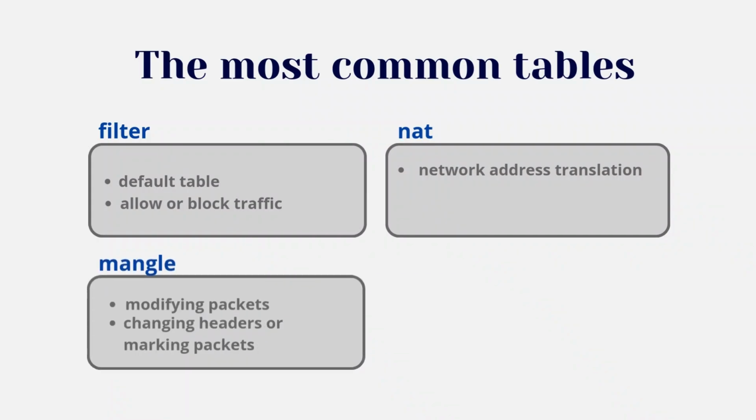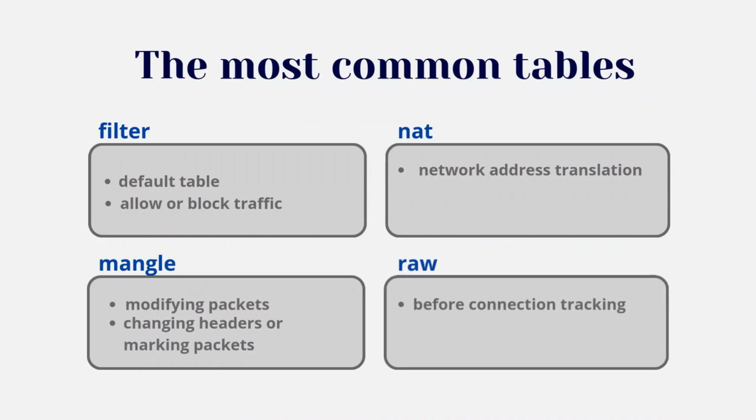Mangle. This one is for modifying packets, like changing headers or marking packets for special treatment. Raw. This table is used for packets before they even go through connection tracking. Now, connection tracking is basically Linux keeping track of ongoing conversations, like remembering which packets belong to which connection. There are a few others, but these are the main ones you'll work with 99% of the time. So that's tables, big categories that serve different purposes.